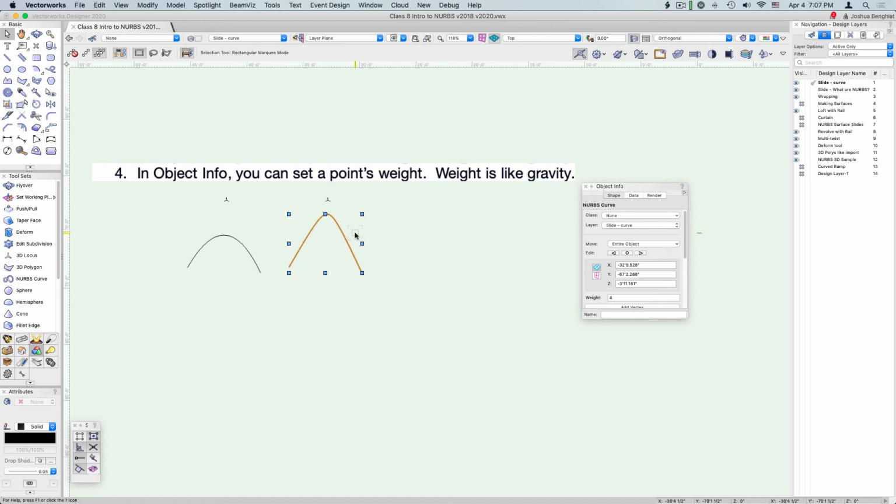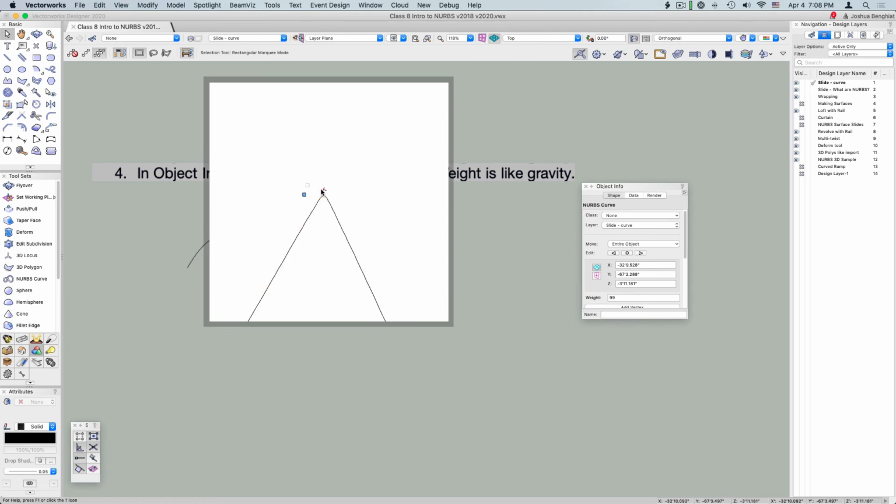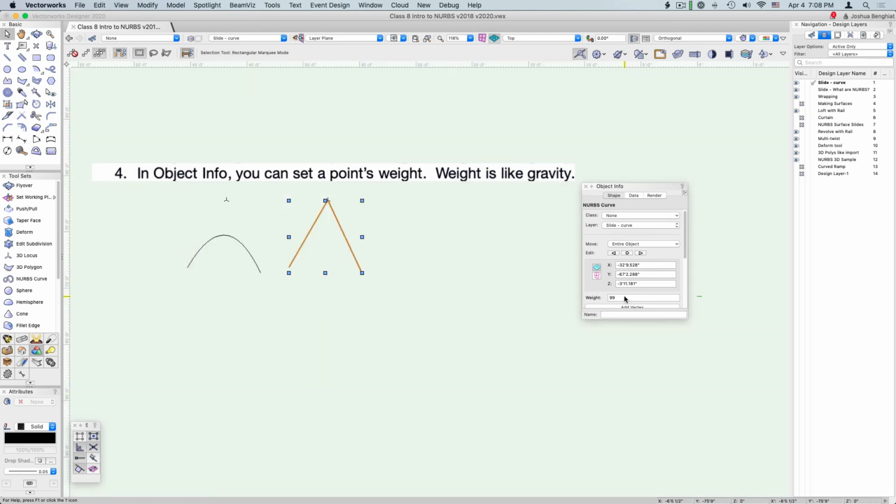So the weight can actually be any number that's greater than 0. If we set this to 1, we get kind of a gentler curve here. If we set this to 0.01, we get nearly a line. And if we go the other direction, let's say 99, we get something that looks like it almost touches that curve, a very tight bend there. So in theory, mathematically, we can go higher, but in Vectorworks, we really can't enter a weight much higher than 99, or Vectorworks gets cranky with the math.